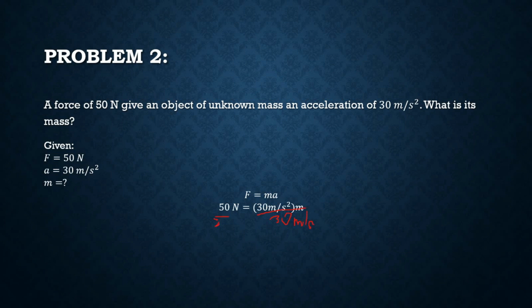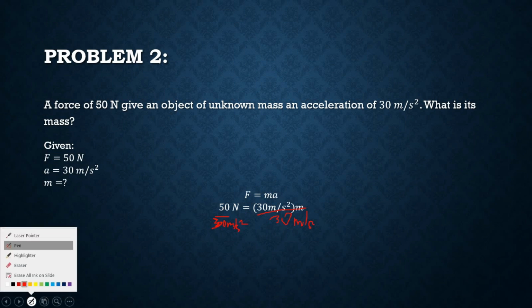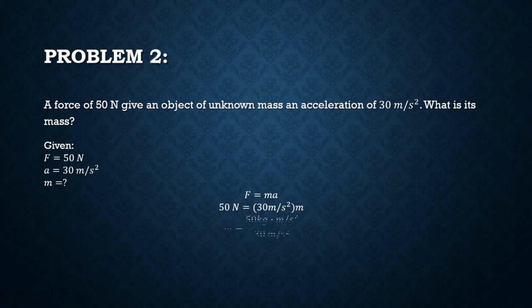30, sorry for the handwriting, meters per second squared. And this is an example of the multiplication property of equality. Okay, so after doing that, it will look like this, where mass is equal to 50 kg times meters per second squared all over 30 meters per second squared.